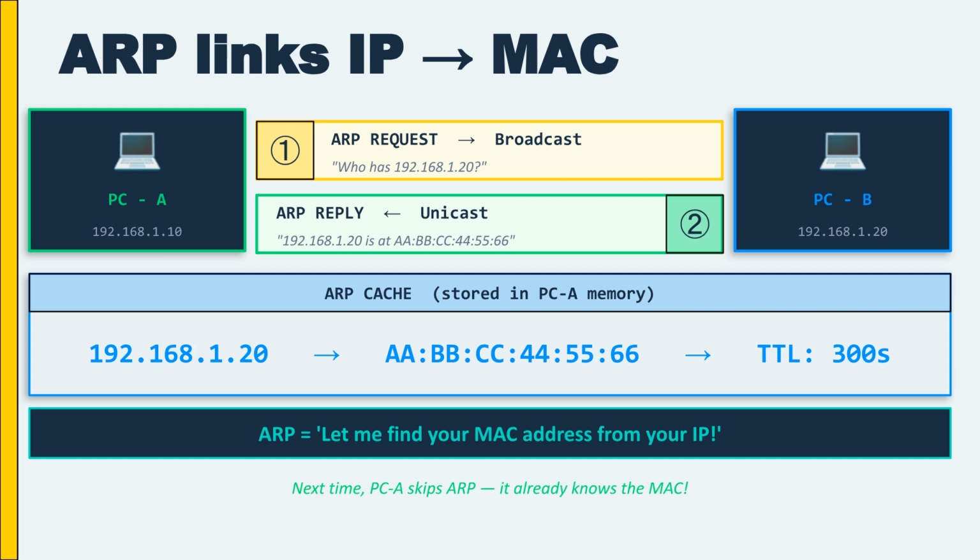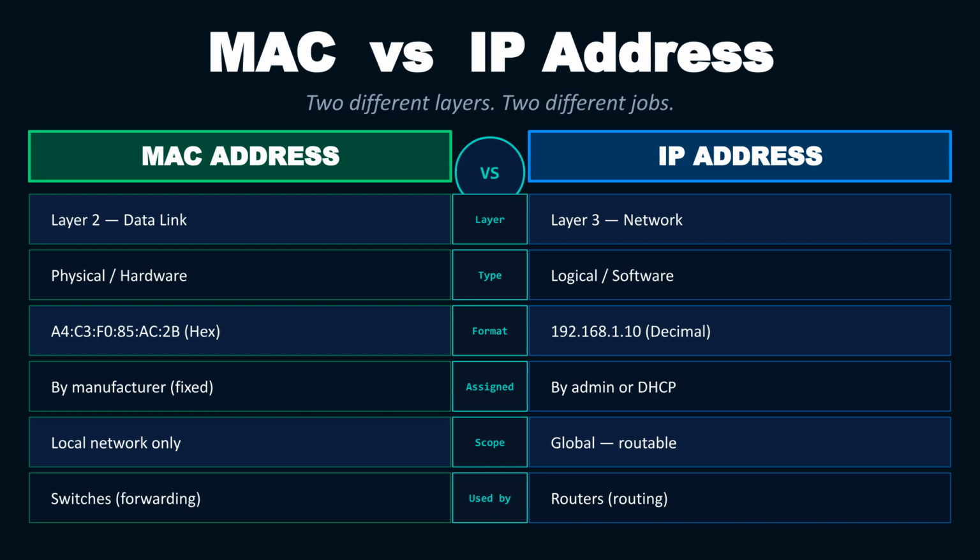ARP, or Address Resolution Protocol, links an IP address to a MAC address. PCA sends an ARP request broadcast to find PCB's MAC address from its IP. PCB replies with a unicast ARP reply, which PCA stores in its ARP cache for future use, skipping the ARP process the next time. MAC and IP addresses serve different jobs at different layers.